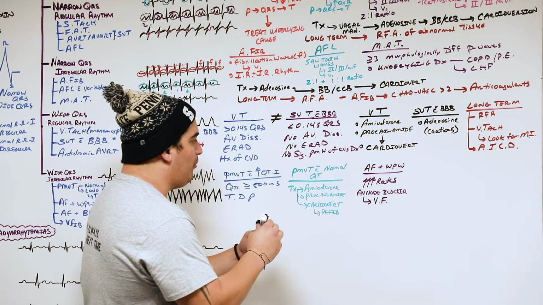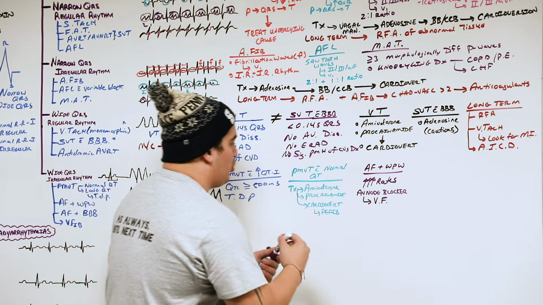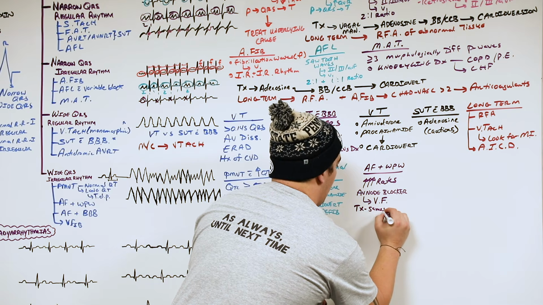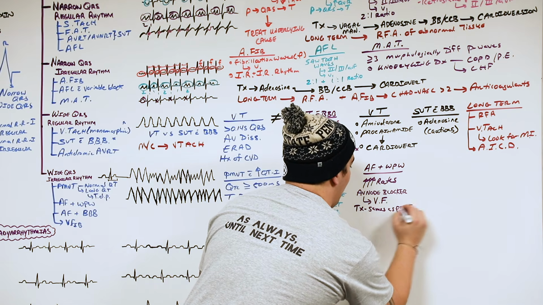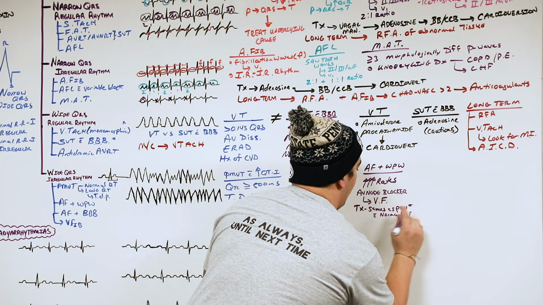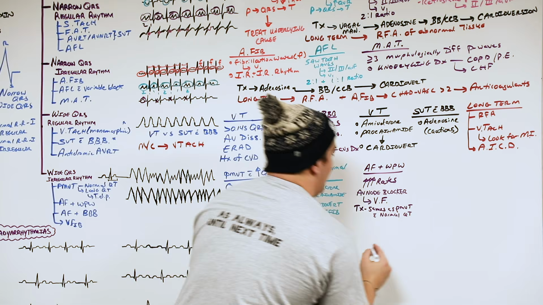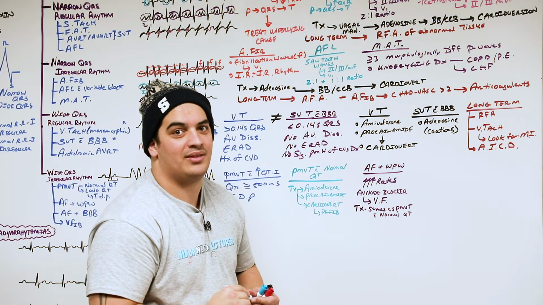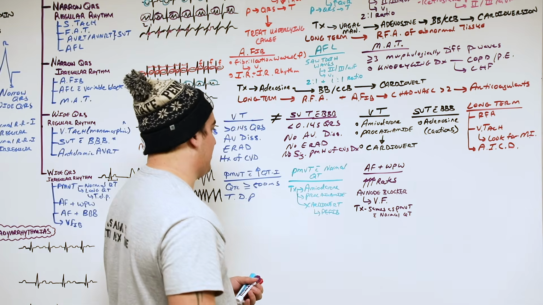And again, AFib with Wolff-Parkinson-White syndrome, the treatment is going to be the same as polymorphic VTach with normal QT. Okay? The only thing that is different is that you avoid AV node blockers at all costs. Adenosine, beta blockers, calcium channel blockers, and digoxin.